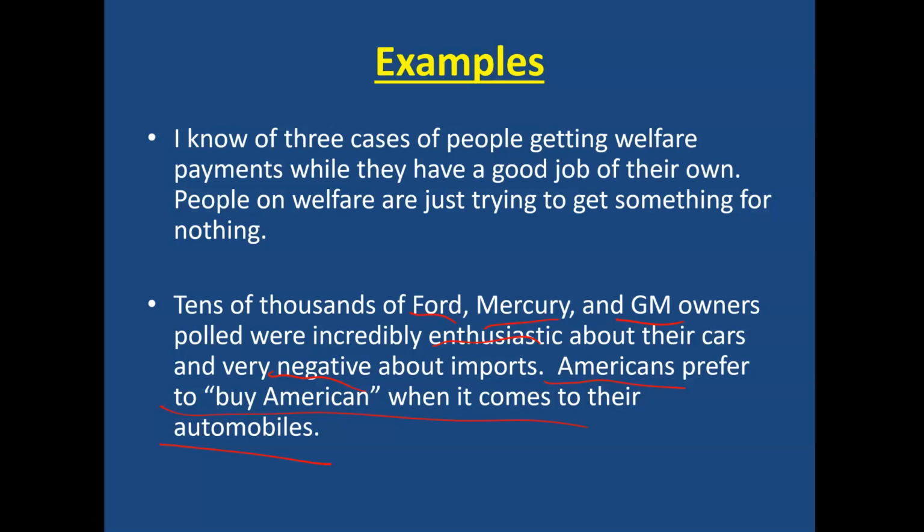Why am I using this as an example of hasty generalization? Because this was a biased sample. The number's good enough, tens of thousands, that's a big poll. But especially if you add, well, you couldn't add random. So take that back. The people that you polled, you skewed the poll. It's a biased sample. You started off with people who already owned, quote unquote, American cars. So it's more likely that they're going to skew this way, right? That would be considered a hasty generalization as well.